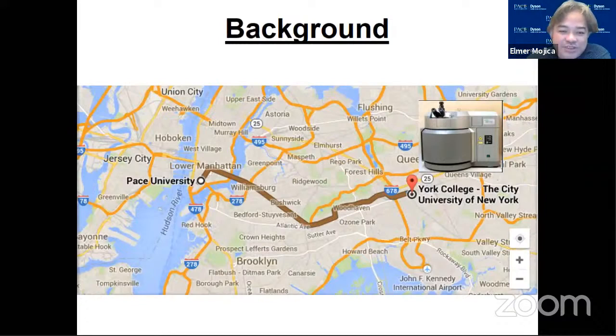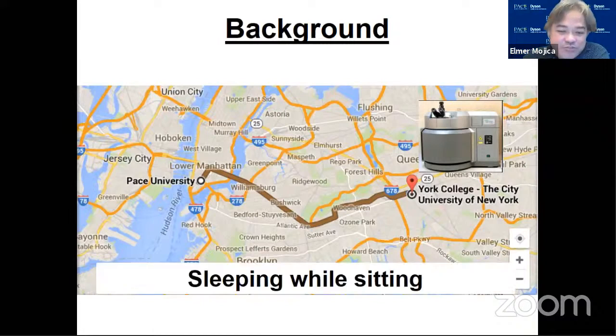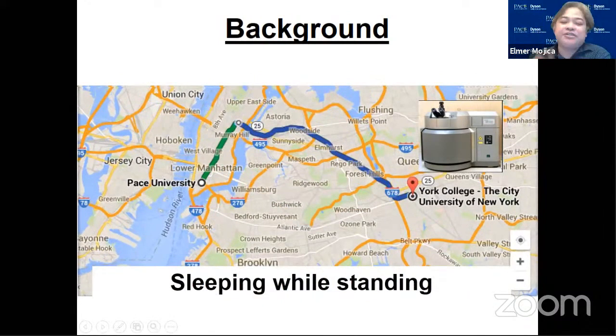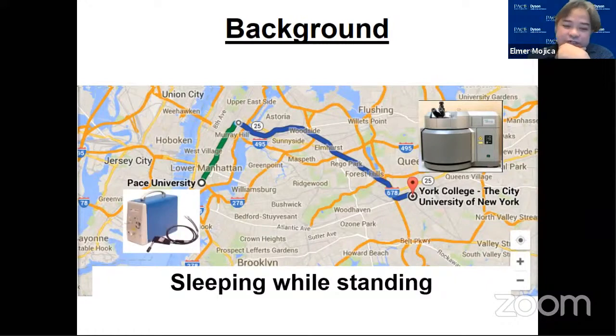During that time, I was an adjunct working around New York City. And then in the fall of 2011, Pace University hired me as a lecturer. So from Pace University, if I had time, I would go to York College to do experiments, to the point that I learned how to sleep in the subway station. If I needed to sleep while sitting, I took the J train. If I had to sleep while standing, I took the mass passenger trains, the 6 and the E, until I came to have my own portable Raman spectrometer.